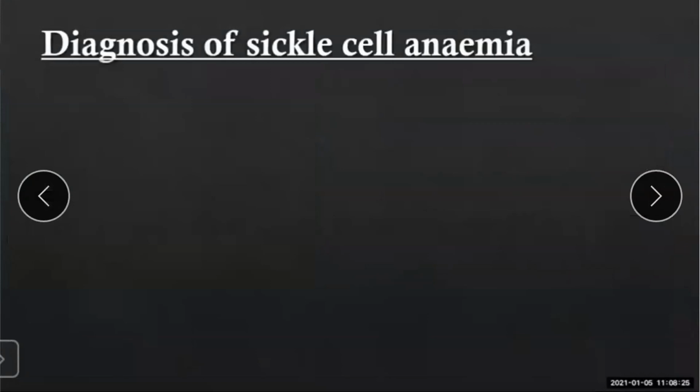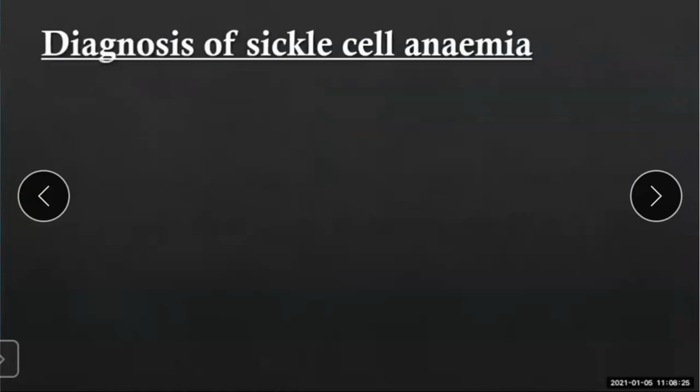Now, diagnosis. The next topic is diagnosis of sickle cell anemia. What is the diagnosis of sickle cell anemia? How can we diagnose it? How can we find that a person or a child is suffering from sickle cell anemia? It can be done by a solubility test and electrophoresis. It is performed to detect sickle cell anemia.